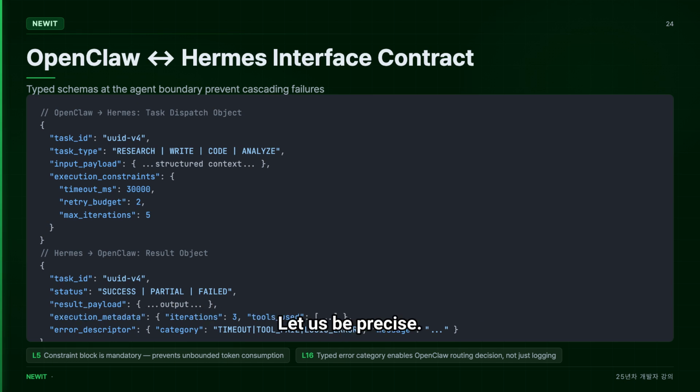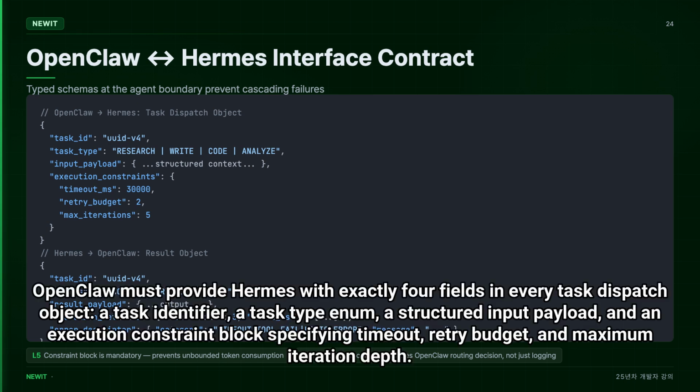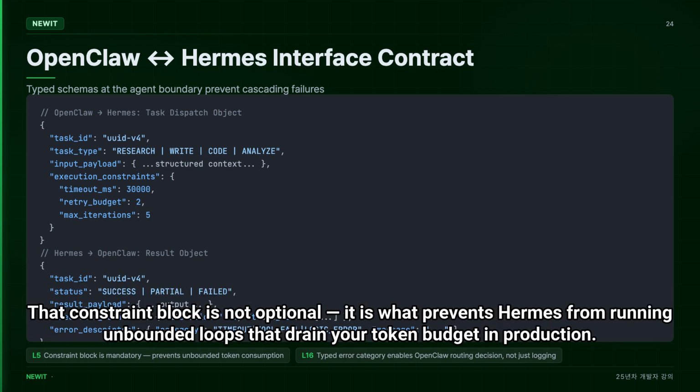Let us be precise. OpenClaw must provide Hermes with exactly 4 fields in every task dispatch object: a task identifier, a task type enum, a structured input payload, and an execution constraint block specifying timeout, retry budget, and maximum iteration depth. That constraint block is not optional. It is what prevents Hermes from running unbounded loops that drain your token budget in production.